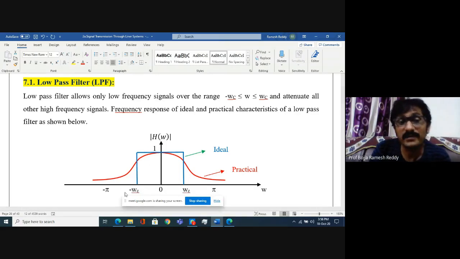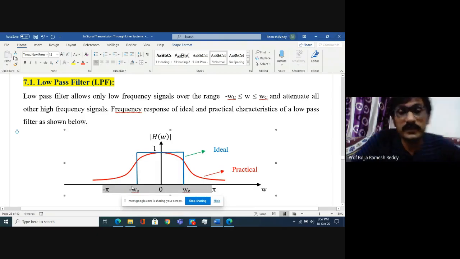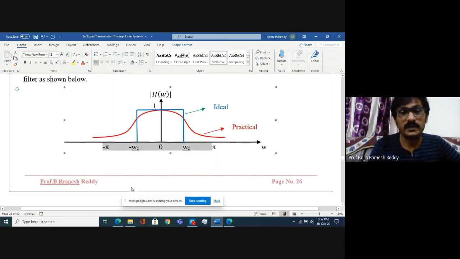That specified band may vary from filter to filter. For a low pass filter it is minus omega c to plus omega c. Actually every periodic thing extends from minus pi to plus pi over one cycle length, that is a 2 pi period. Between minus omega c and plus omega c it is constant; practically it is not constant, but like this red shape. The red color shows the practical characteristics of a low pass filter, and this rectangular shape is the ideal characteristics of a low pass filter. We have to know these characteristics.